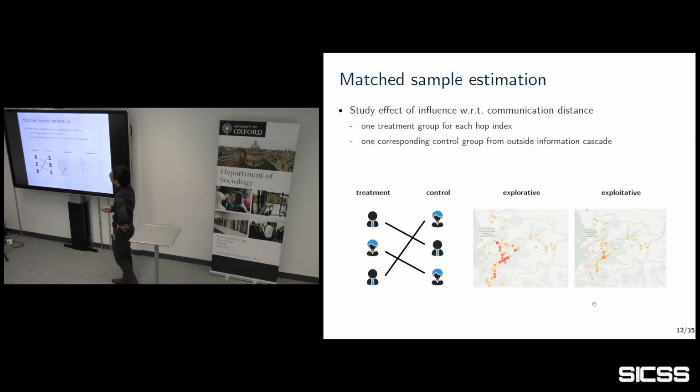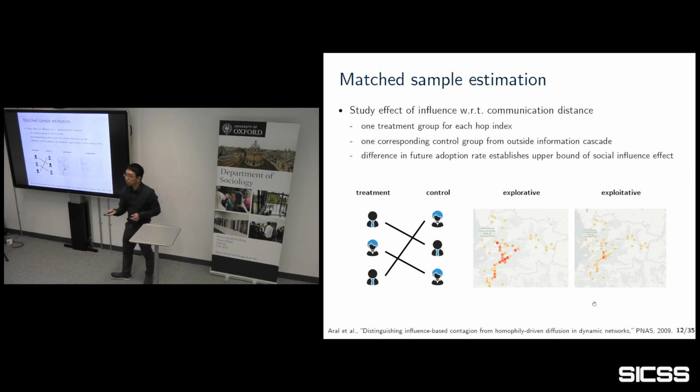For that reason, we have one treatment group for each hop index. For people who received phone calls directly from the attendee, we put them in a treatment group. Then we construct the corresponding control group from people who are outside of the cascade, conditioned on the propensity score being similar based on their past mobility history. So we just pair them like that. Then the difference in future adoption rate will establish an upper bound of the social influence effect after you control for homophily.